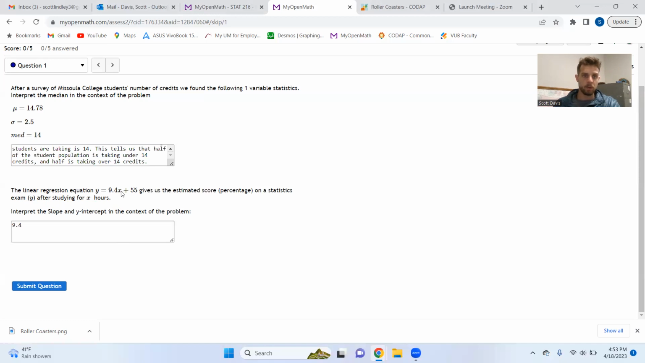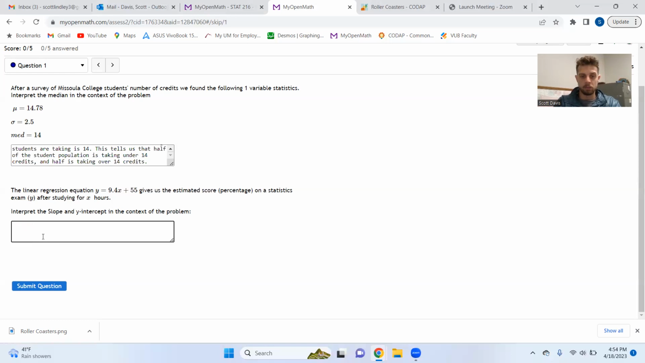it's telling me that when x increases by 1, when 1 hour goes by, we would predict that the exam scores will increase by our slope value. So 9.4, the units on this are going to be percent per hour, right? Because a student should improve their score by about 9.4% for every hour that they study.